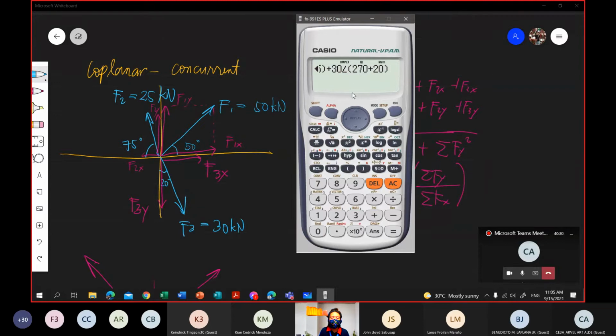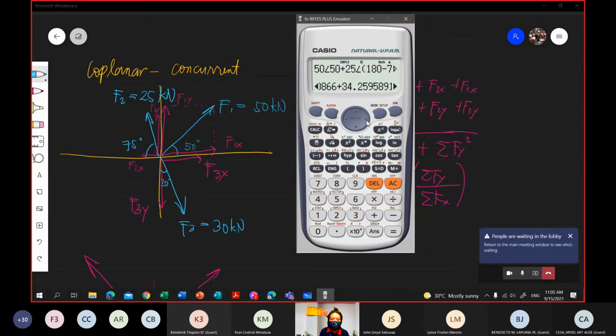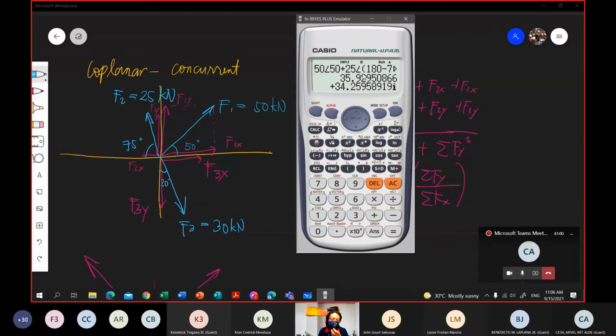Okay, so that's it. That is how you keep inputting. Then if you press equal, it will sum them up. The result is 35.929 and so on, plus 34.25 with an i, because you are in complex mode. Press SD so you can see all the numbers. That is the summation Fx.